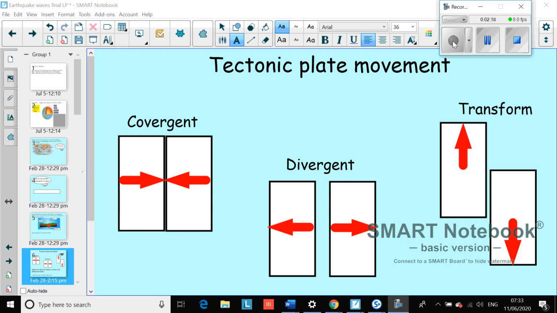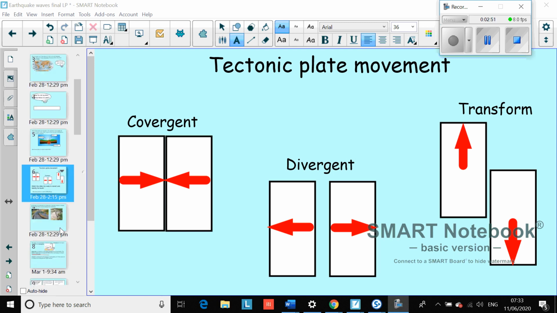Okay, welcome back. So last lesson I asked you to draw something similar. They've used slightly different names here, so I identify them, but we called them constructive, destructive, and conservative. Okay, a convergent, two plates coming together, that'd be known as destructive. Divergent would be constructive, and transform would be conservative. Different textbooks and subjects describe them in slightly different ways, but the principle is the same, and you've already described them, so we don't really need that.